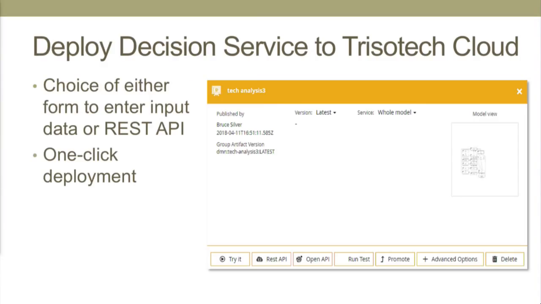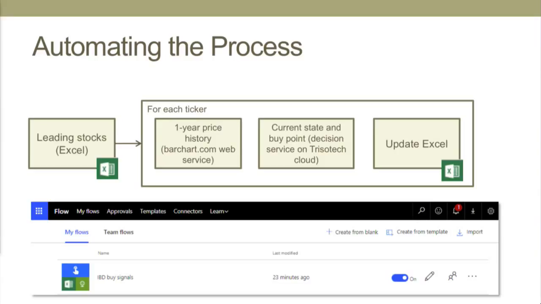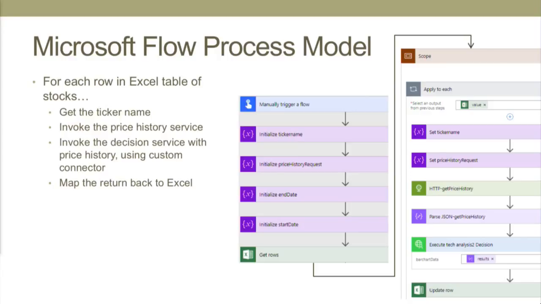in the overlay. Now, once the service was working, as you saw from Denis' presentation, deploying it as a REST service was just one click in the tools. And you can easily test and verify that the service is working. But it's a lot of work to do for just one stock. So to make it useful, you need to automate this for a list of stocks to get the price history, execute the decision service, and then save it so you can look at it.